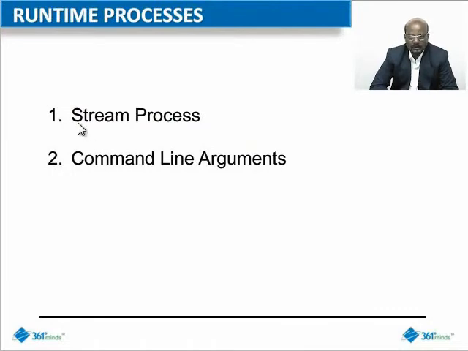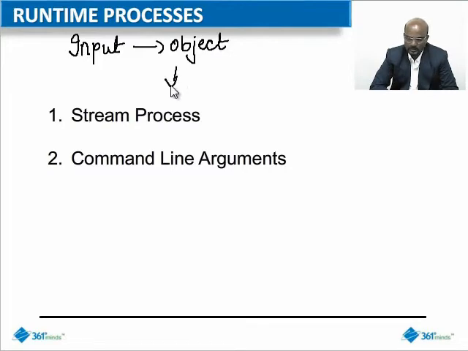Runtime processes are processes where the user is asked to give an input, and this input has to be converted into an object or passed as a constructor in an object and stored in the memory. And there are two types of runtime processes. One is the stream process and the other is the command line arguments. So let's see them individually.